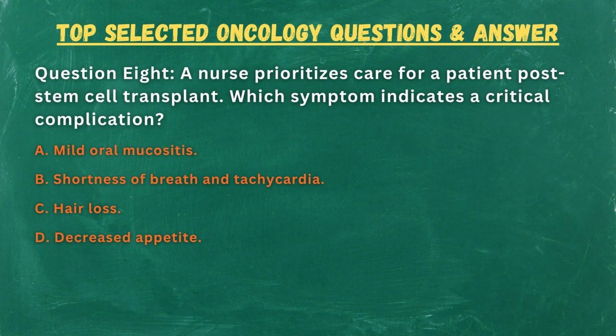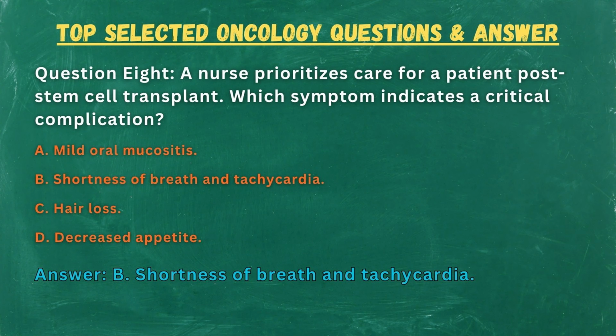Question 8. A nurse prioritizes care for a patient post-stem cell transplant. Which symptom indicates a critical complication? A. Mild oral mucositis. B. Shortness of breath and tachycardia. C. Hair loss. D. Decreased appetite. Answer. B. Shortness of breath and tachycardia.